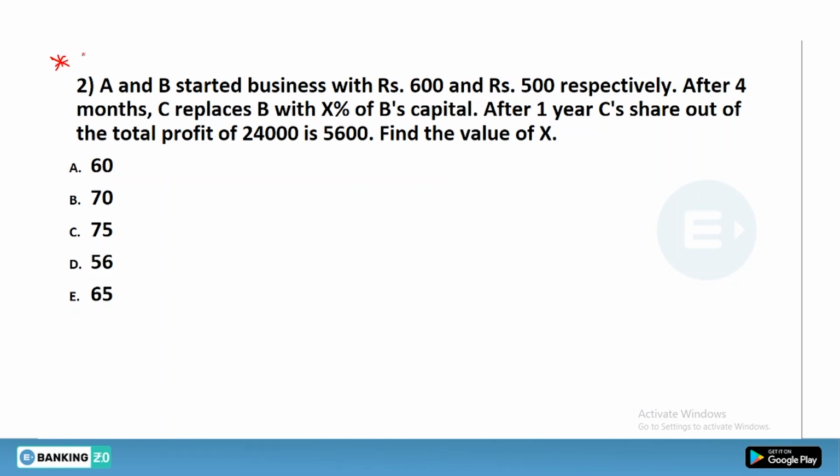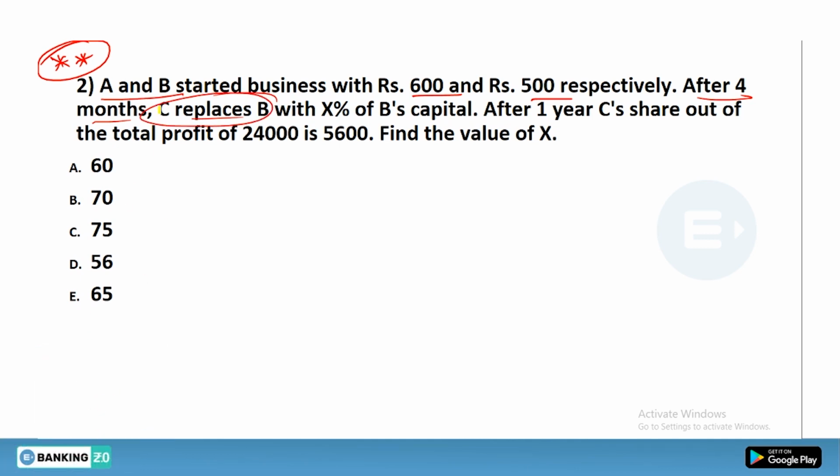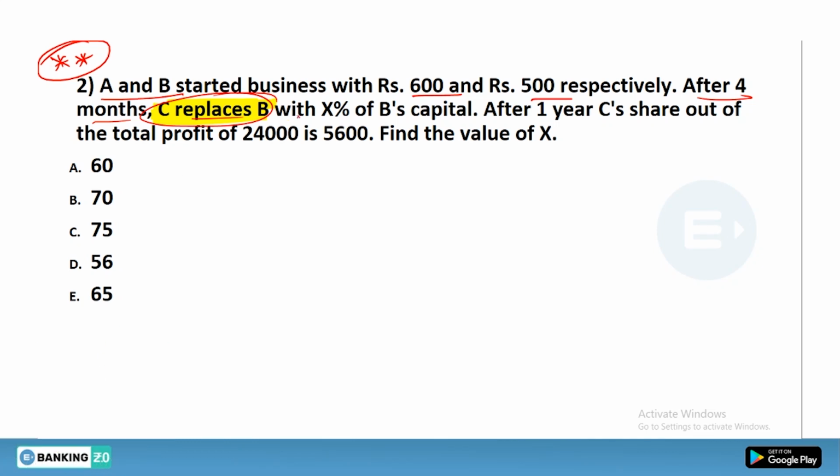This is a very highly important question. How can you solve this? As you can see, A and B started a business with 600 and 500 respectively. After 4 months, C replaces B. All right, let me highlight that part so you can get a clear idea. C replaces B. Sorry, B left and C came with X% of B's capital. After 1 year, C's share out of the total profit of 24,000 is 5,600.